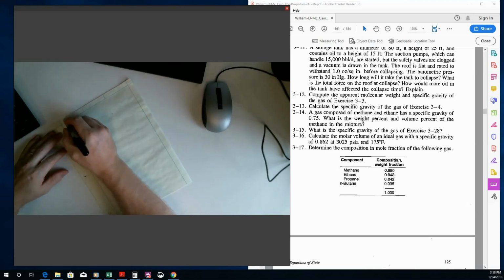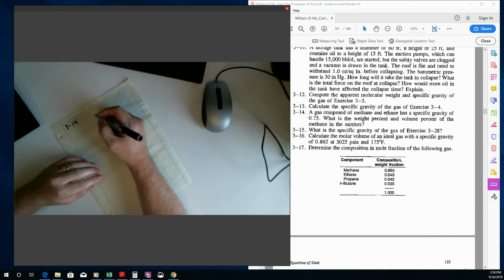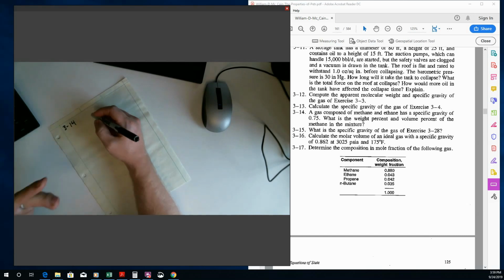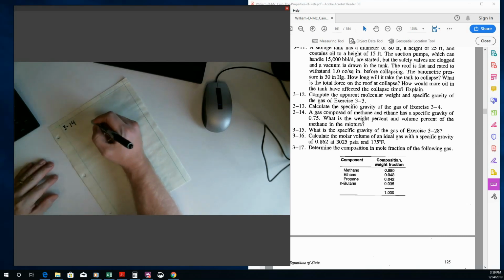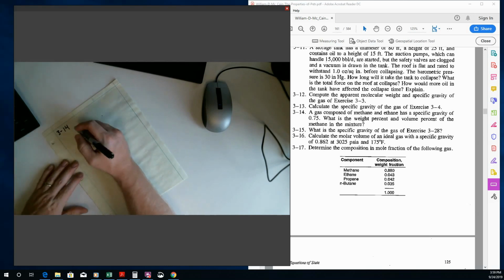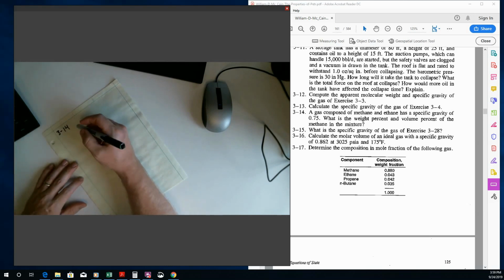Okay, we're going to solve 3-14. This is a fun one. We're going to solve it two different ways, or I'm going to show you how to solve it two different ways. One's using Excel, which will actually be the quicker way to do it.